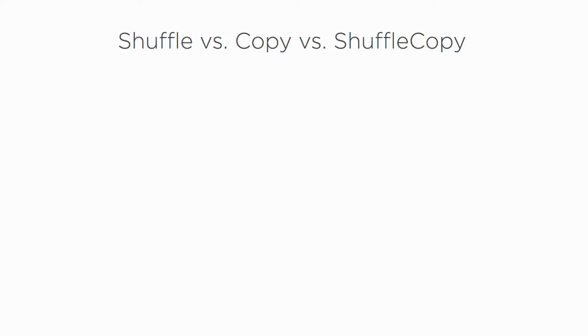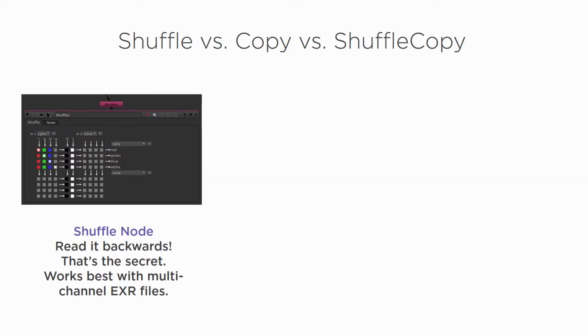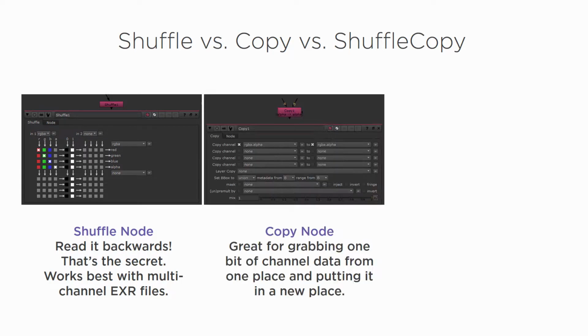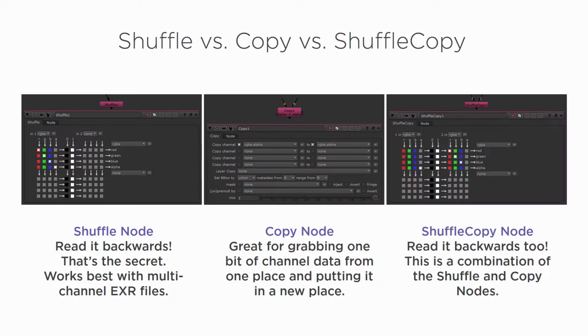In this clip, we're going to learn about the shuffle copy node. Okay, so we've learned about the shuffle node and how we need to read it backwards to really understand it the easiest way. We've learned about the copy node and how we can just take information from one place and put it in another. And now we're going to learn about the shuffle copy node.